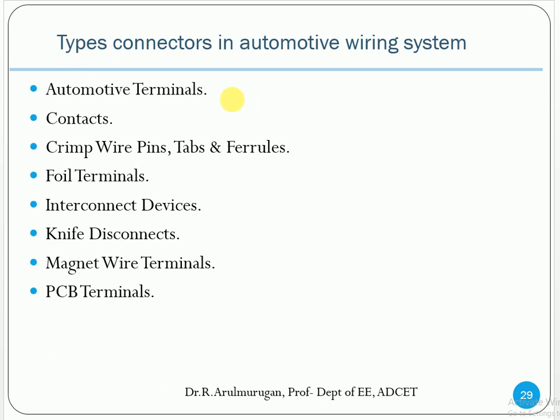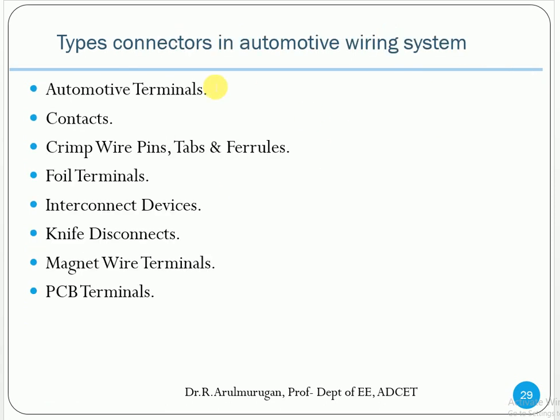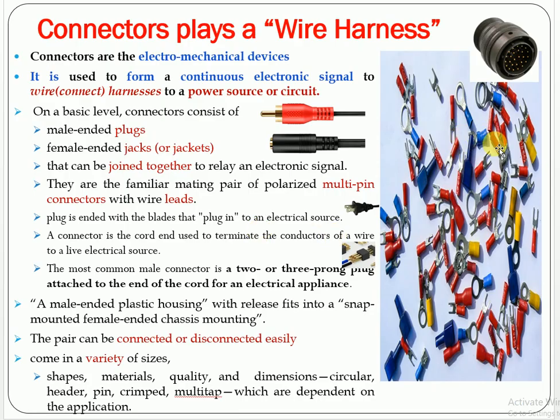Automotive type connectors means the connector has a clearly defined number of terminals, 3 terminals, 4 terminals, with indications of direction. Only one connection possibility under the holders. That is called automotive terminals. And then contact, in terms of crimp wire, pins, tabs. Whatever contact you need, you will select different types of connectors for that contact purpose.